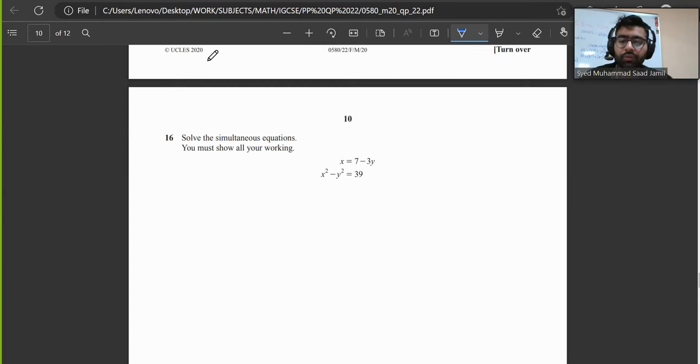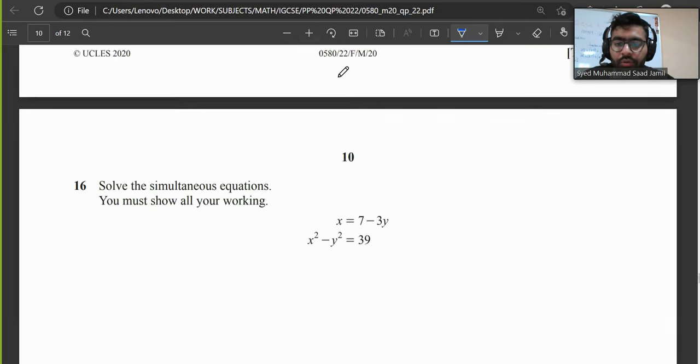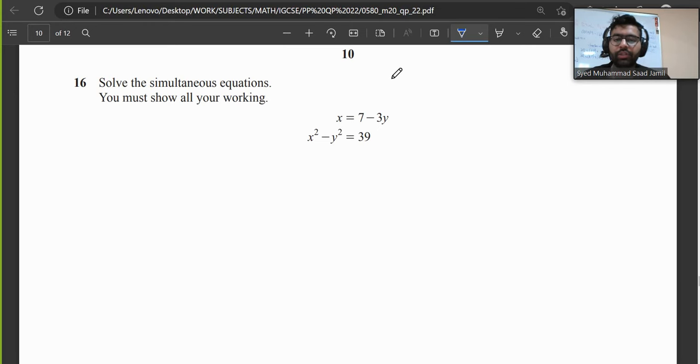Moving on to the next question, it says solve the simultaneous equation. You must show all your working. In this question, they have already given us equation 1 and equation 2. They have already made x the subject, so we are going to plug x into the second equation.